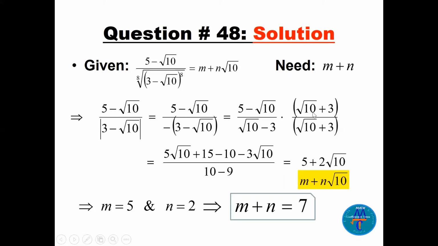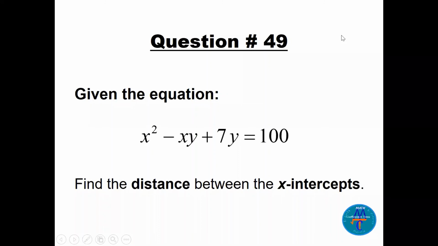Now you multiply by the conjugate here. So it will be 10 minus 3, which is 1, already there down. Just multiply by FOIL here: 5 square root of 10 plus the 15 minus the 10 here minus 3 square root of 10. You can add: 15 minus 10 is 5, and 5 square root of 10 minus 3 square root of 10 is 2 square root of 10. So this is m, this is n. So when you say find m plus n, it is 7.